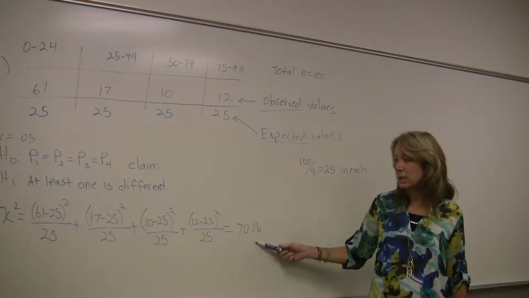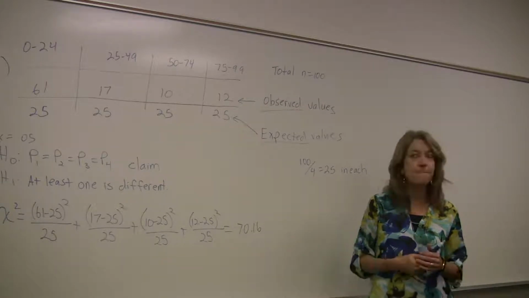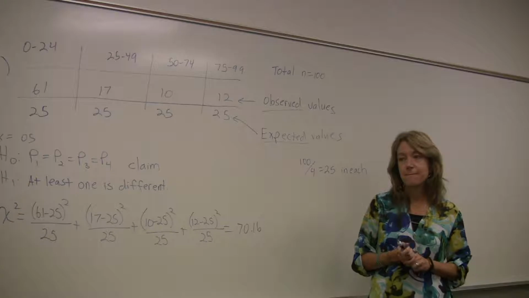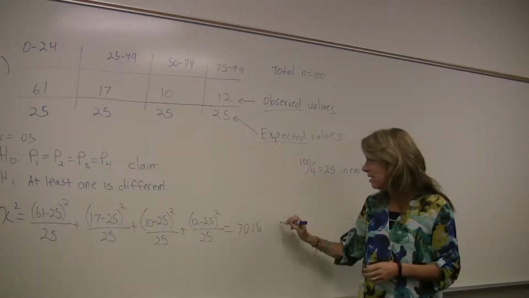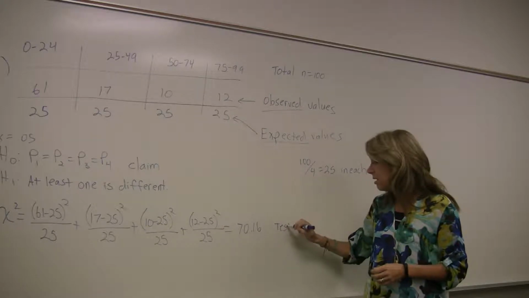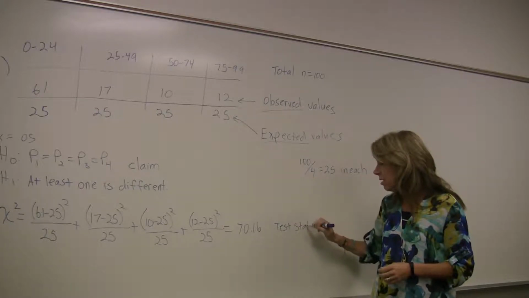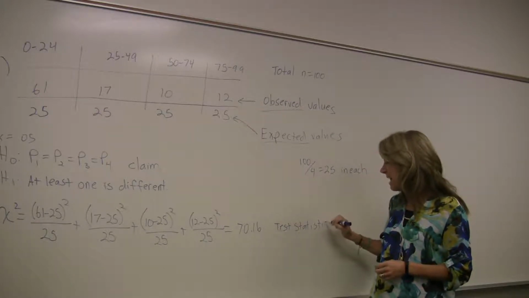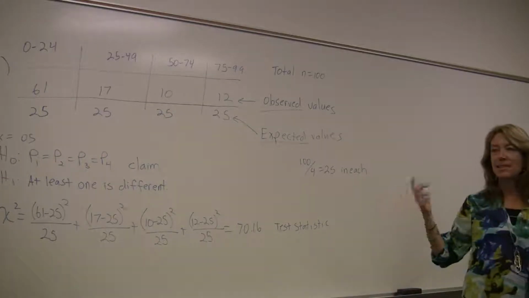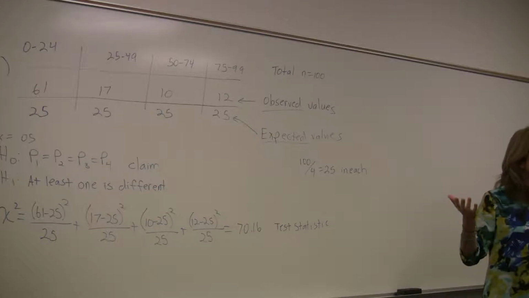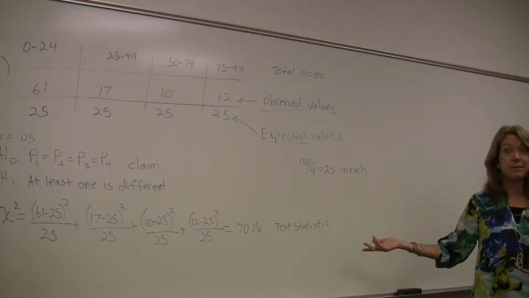What do you think this is in terms of our test? What do we call it? That would be the test statistic. The test statistic. Remember, we've had lots of different test statistics. Sometimes they're Z's, sometimes they're T's, sometimes they're F's, sometimes they're chi-squareds.